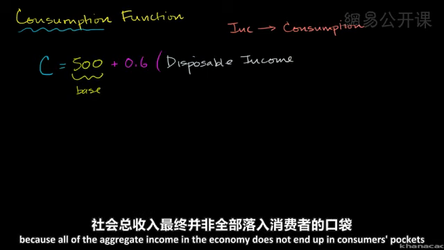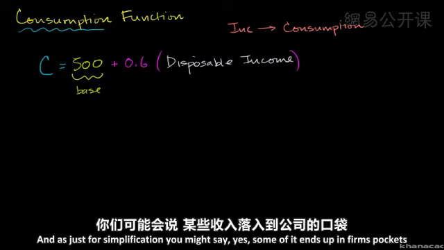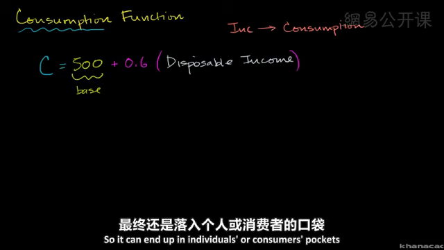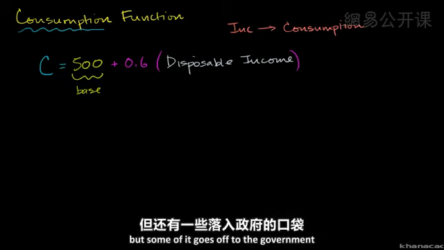And I make the distinction, just to clarify our model, between income and disposable income, because all of the aggregate income in an economy does not end up in consumers' pockets. And just for simplification, you might say, well, yeah, some of it ends up in firms' pockets, but the firms at the end of the day are owned by individuals, so it can end up in individuals' or consumers' pockets, but some of it goes off to the government.